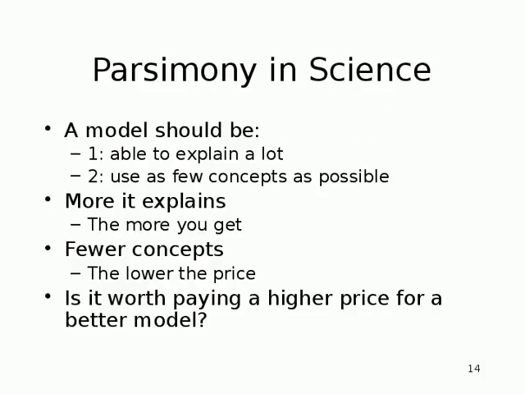So the parsimonious model should be able to explain a lot. It uses as few concepts as possible. It's the simplest thing. The fewer concepts. Such as if you lower the price, is it worth paying a higher price for a better model? So what I mean by price in this case is a complicated model. Is it worth paying the higher price for a better model?